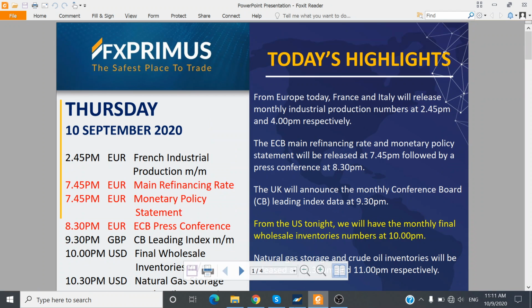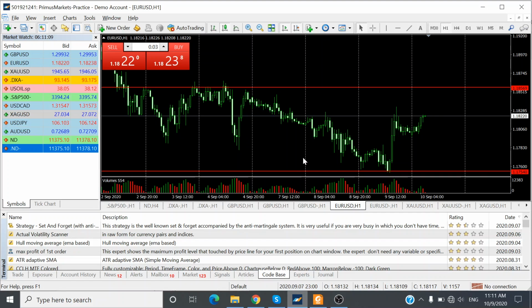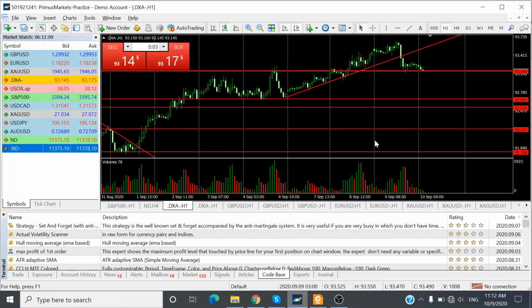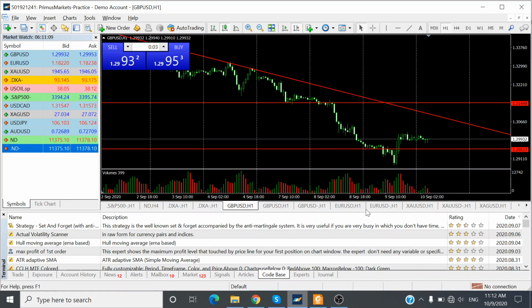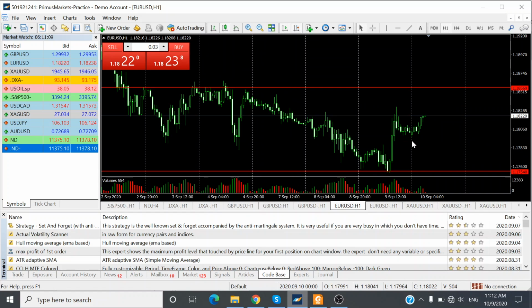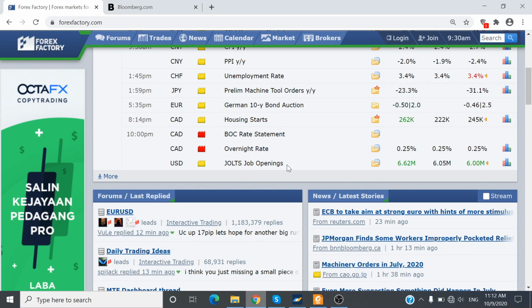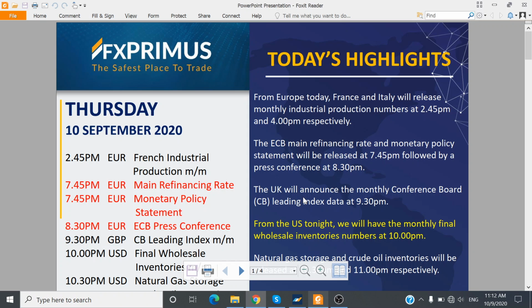So again, watch out for 2 to 4 p.m. local Singapore and Malaysia time to observe the movements of the US dollar index and also the movements of the UK pound and the euro dollar. Of course, we can expect movements also today on gold prices towards the afternoon and towards the evening sessions.